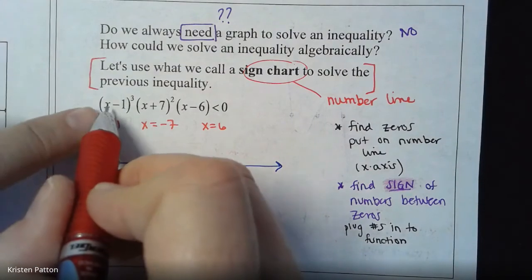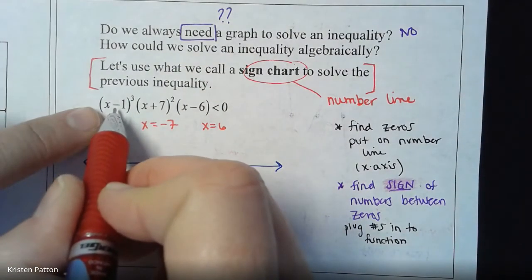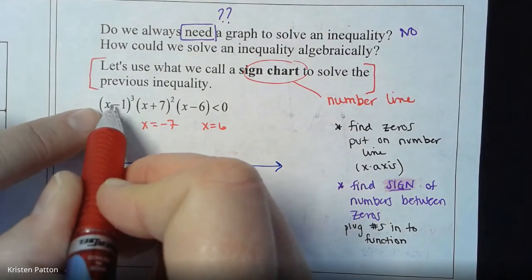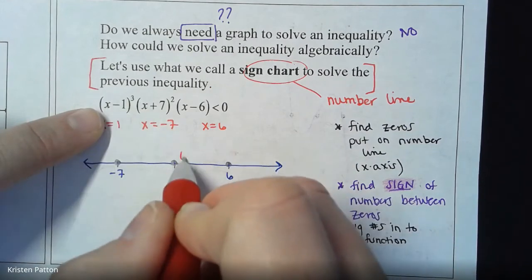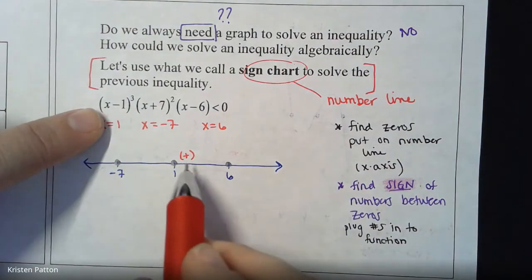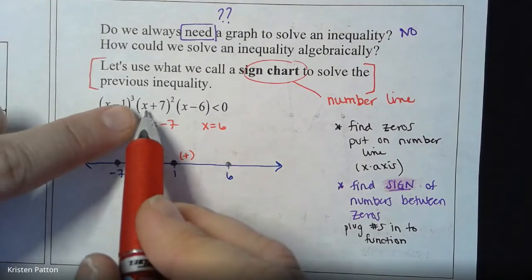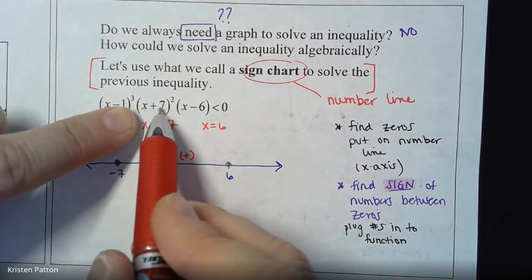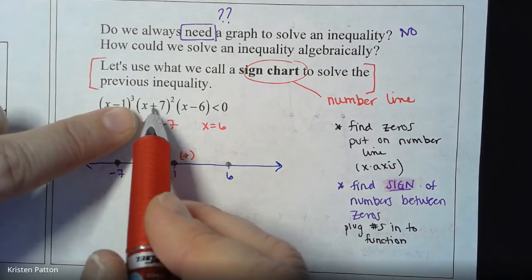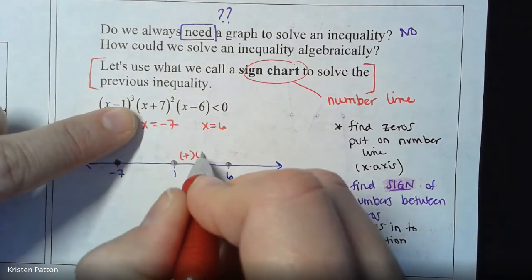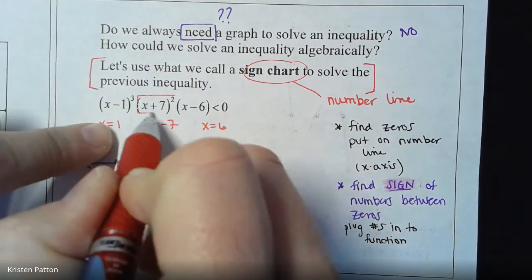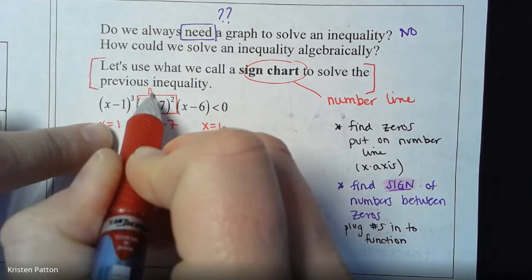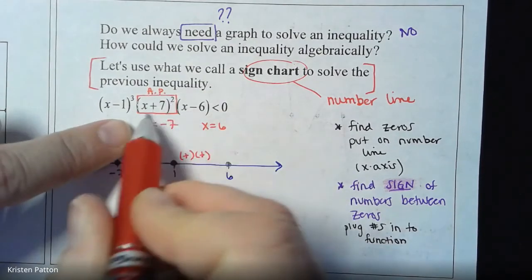Watch this. 2 minus 1 is 1, which is a positive number. And when you cube a positive, it's still positive. I'm just going to write that down. Then I'm going to plug the 2 in here. 2 plus 7 is 9, which is positive. And when you square a positive, it's still positive. Oh, by the way, if this is squared, this is always going to be positive, isn't it?